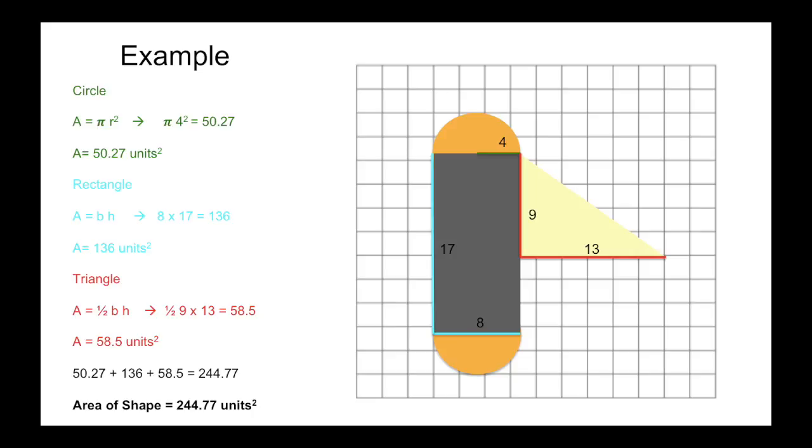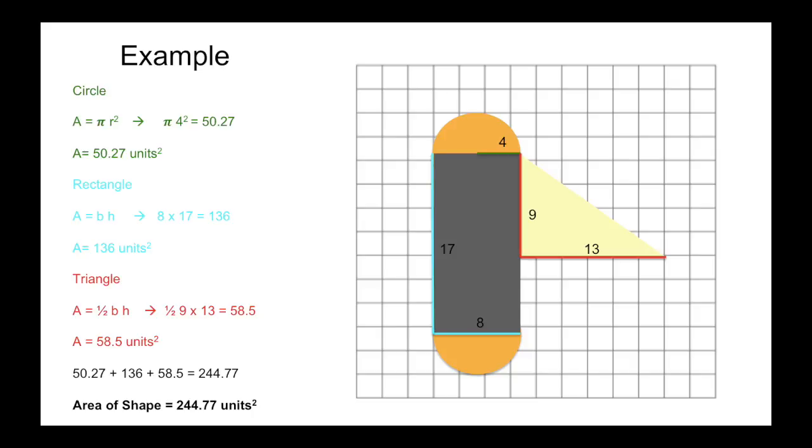We solve for the rectangle using the equation A equals base times height. So 8 times 17 is 136. And then we solve for the triangle using the equation A equals 1/2 base times height. So 1/2 times 9 times 13 is 58.5.